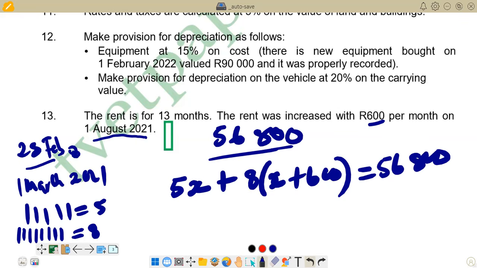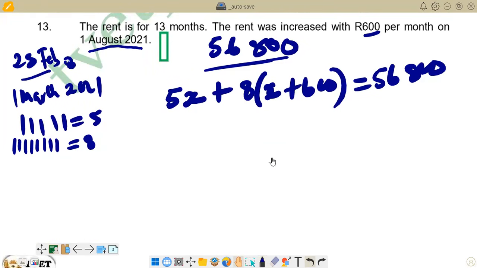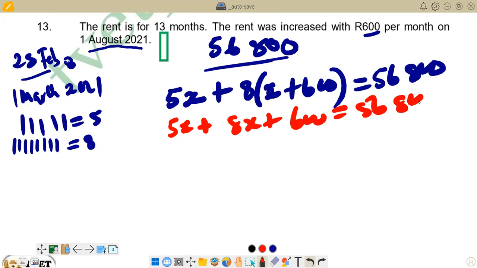Then we just solve this equation. If you remove the brackets, it comes to 5X plus 8X plus 600 equal to 56,800. If you add these two, you get 13X. Then this 600, put it on the other side, it's going to subtract from 56,800. So we say 56,800 minus 600. Let's calculate it. It becomes 56,200.